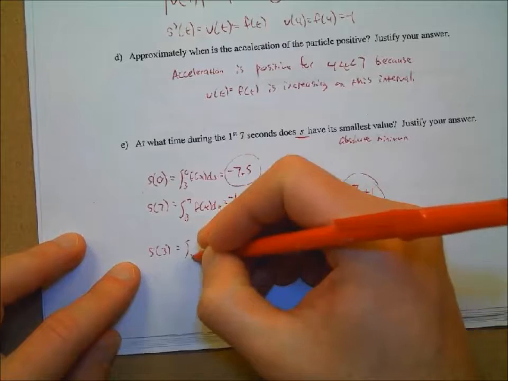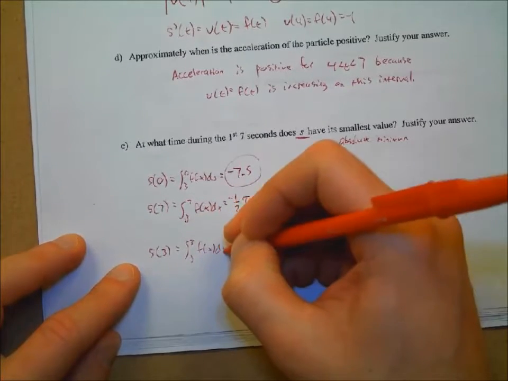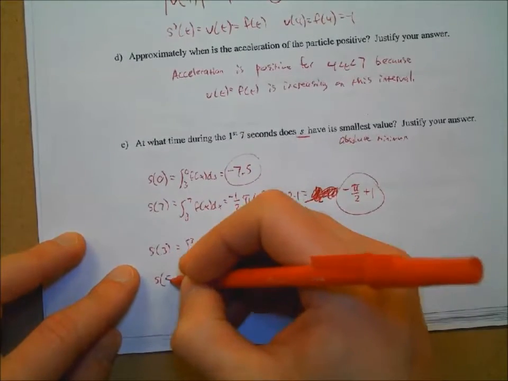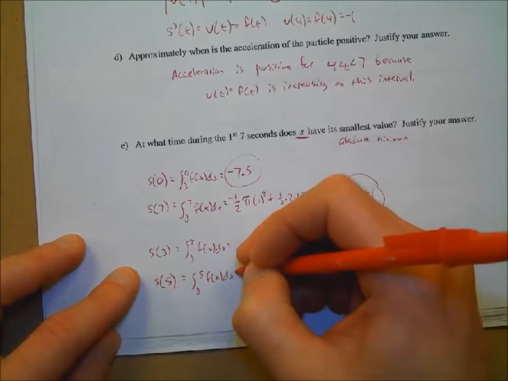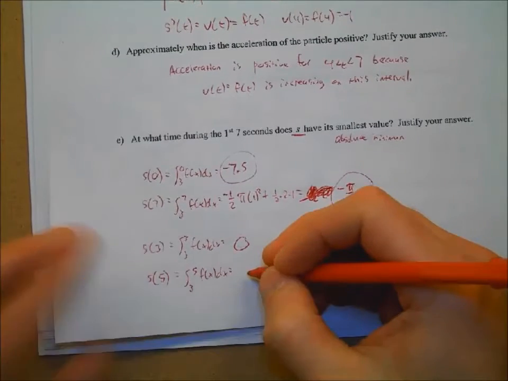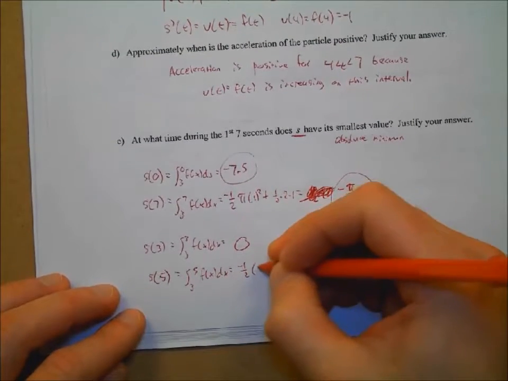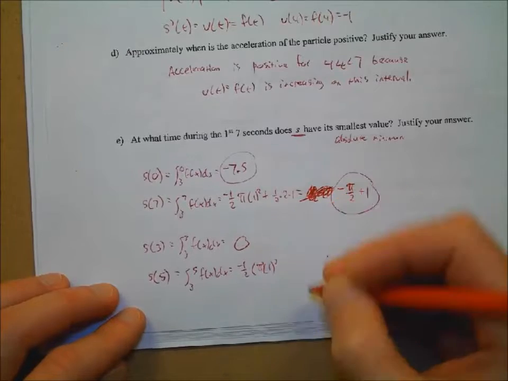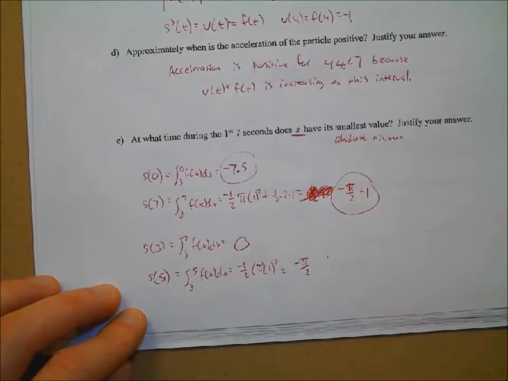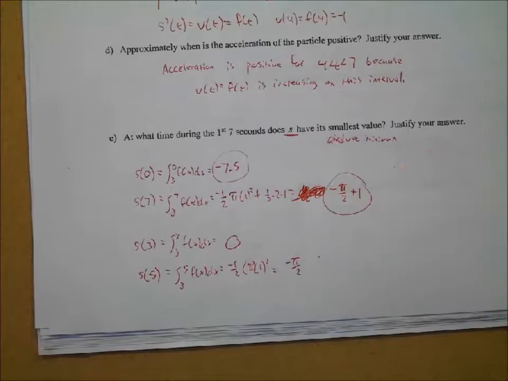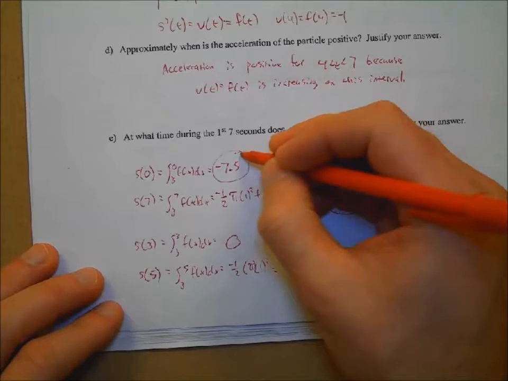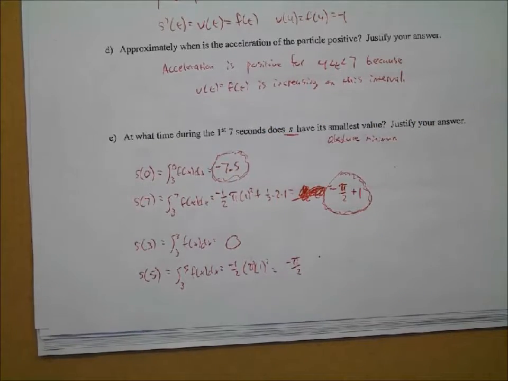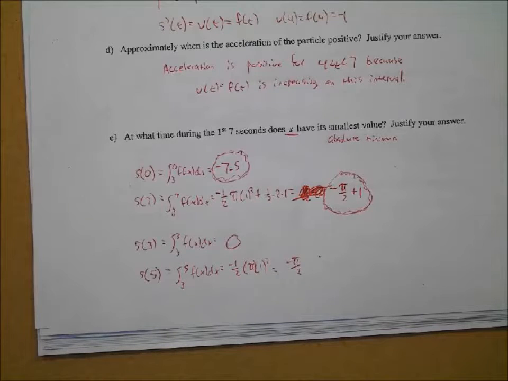What are our critical points? 3 and 5. Okay. So S of 3 is the integral from 3 to 3 of f of x dx, which is going to be 0. Very nice. And then S of 5 is the integral from 3 to 5 of f of x dx, which now that Urja has corrected my mistake, is negative 1/2 pi times 1 squared. Okay, so negative pi over 2. I should not have circled those there.